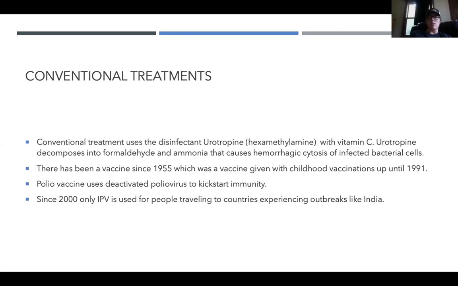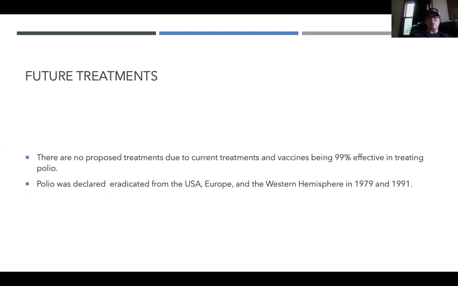The polio vaccine does use deactivated poliovirus, and since 2000 it's only used for people in countries experiencing outbreaks. There aren't really future treatments because the vaccine is 99% effective. Polio was completely declared eradicated from the US and Europe in 1979, and then from the Western Hemisphere in 1991.